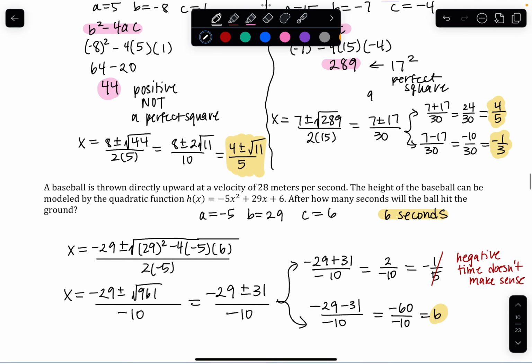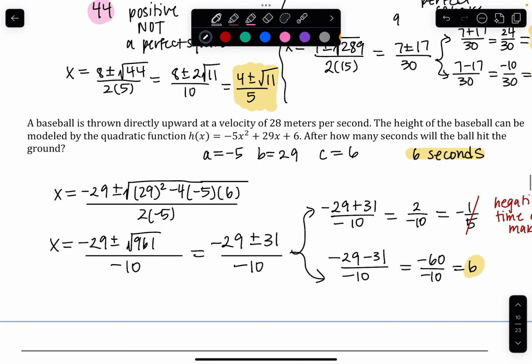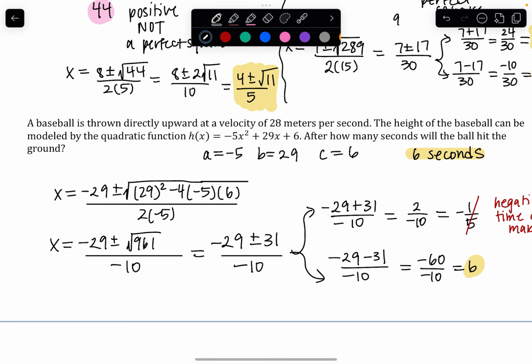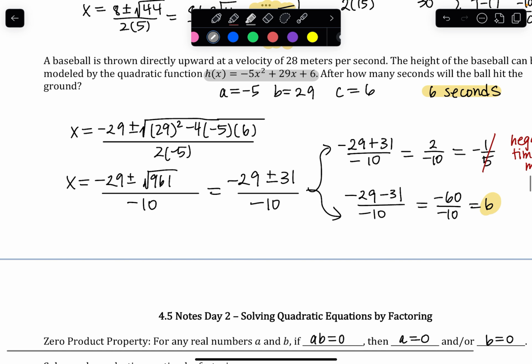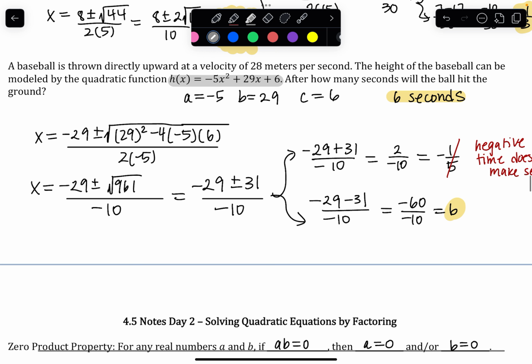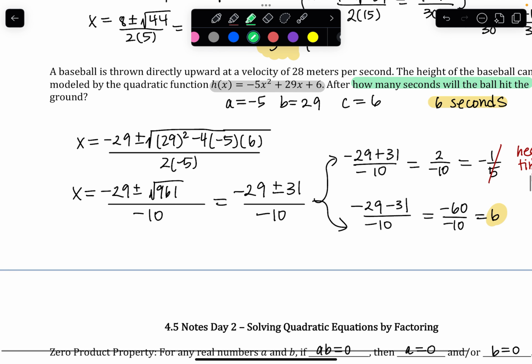Okay, and then on this last example, it's an application problem, and they give us the equation to use. And so we would use that equation, and we can use the quadratic formula. The question is, after how many seconds will the ball hit the ground?